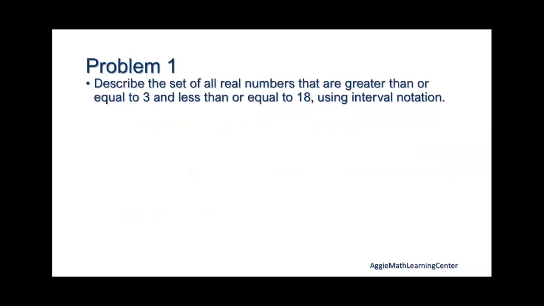So for our first problem, we're describing a set of all real numbers that are greater than or equal to 3 and less than or equal to 18 using interval notation. So how do we do this? With equal to, you have the closed bracket. So we get a closed bracket to 3 and less than or equal to 18.